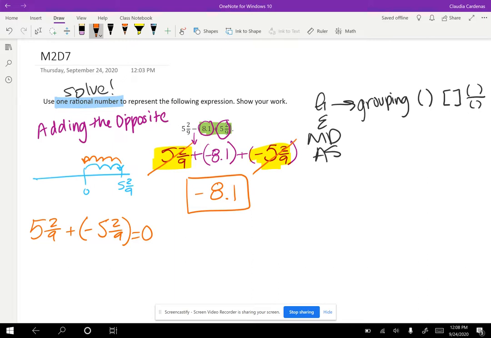So you're about to try a problem on your own. So let's see if this strategy of adding the opposite will help our problem solving in the next example.